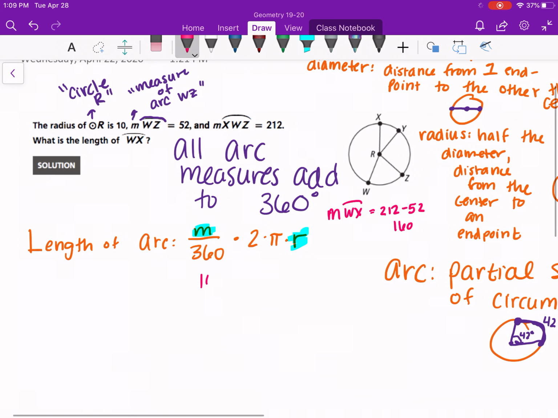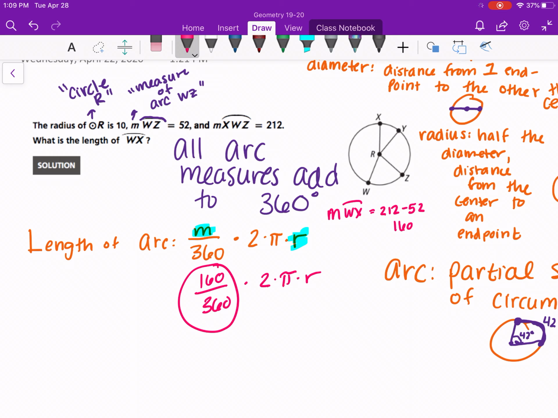So I've got 160 over 360 times 2 times pi times r. And hopefully this should make some sense, because this fraction right here is just showing you basically what percentage of the circle you have. 160 degrees out of the 360 degrees, you say, oh, okay, that's about a third, 2/3 of the circle. So the length should be 2/3 or 1/3, whatever it is, of the circumference. And that's what we're doing.